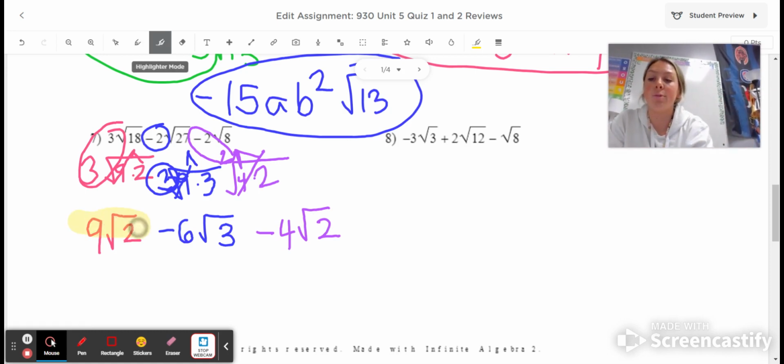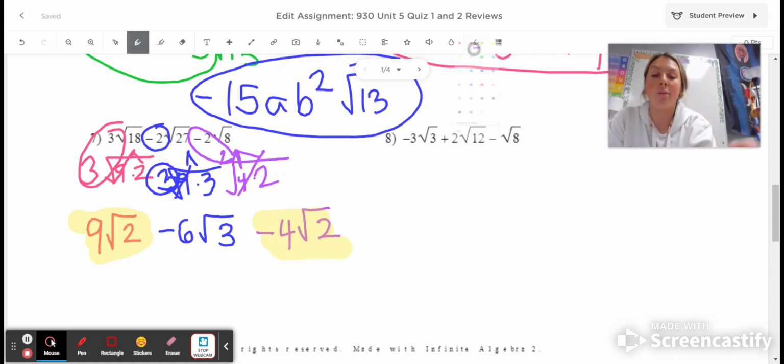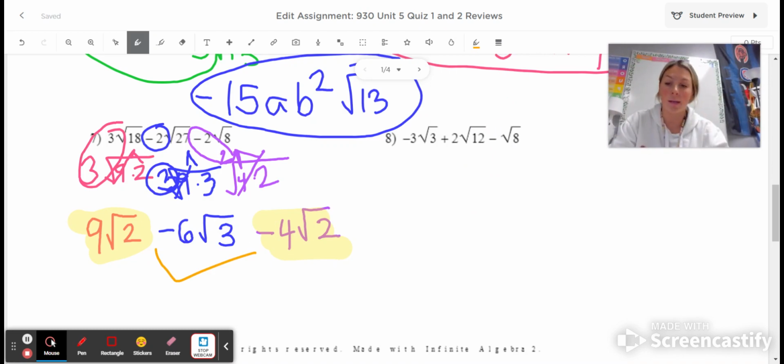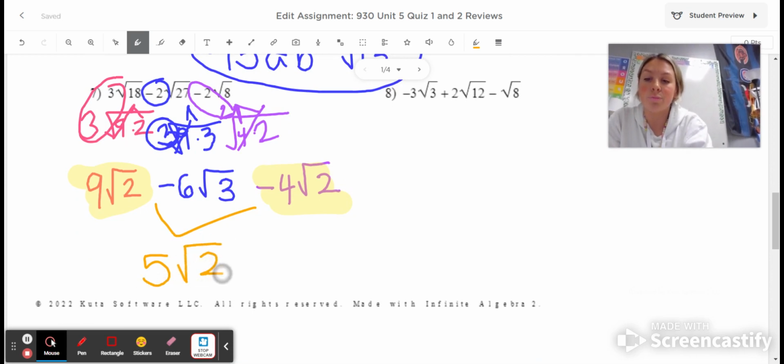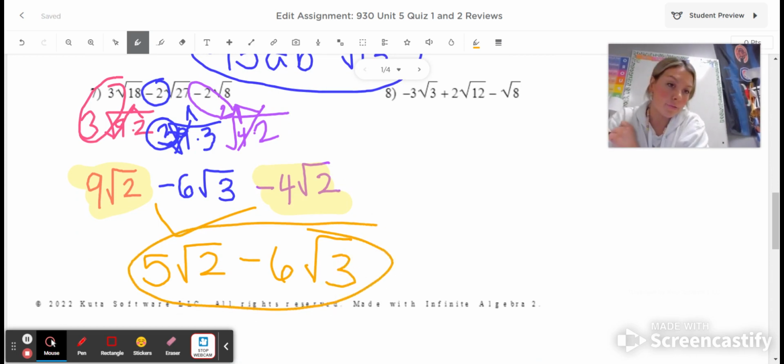I've got 9 root 2 minus 4 root 2. So let's combine those. 9 minus 4, we only combine what's outside. Everything on the inside will stay the same. So 9 minus 4 gives us 5 square root 2. And then I have minus 6 square root 3. It stays there. It's all by itself.